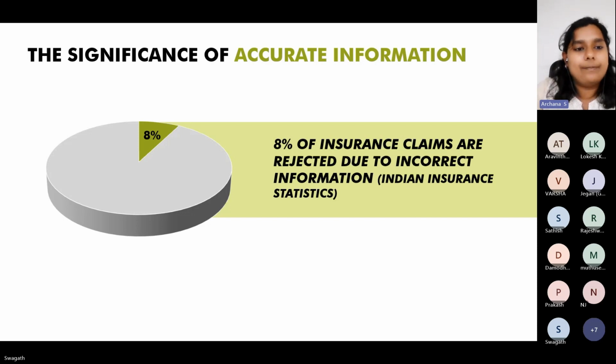When you give inaccurate information, there are three possibilities. The first one is that the claim definitely can get rejected. The second possibility is that the insurer can void the policy, which means they can stop the policy.